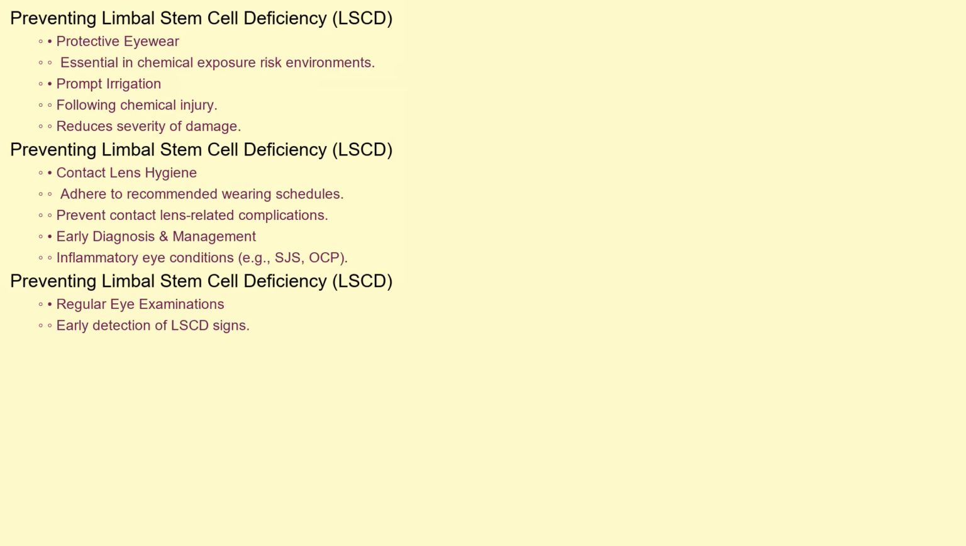Preventing LSCD is crucial. Protective eyewear is essential in environments where chemical exposure is a risk. Prompt and thorough irrigation of the eye following a chemical injury can significantly reduce the severity of damage. Proper contact lens hygiene and adherence to recommended wearing schedules are vital to prevent contact lens-related complications. Early diagnosis and management of inflammatory eye conditions, such as Stevens-Johnson syndrome and ocular cicatricial pemphigoid, can help prevent the development of LSCD. Regular eye examinations are also important for early detection of any signs of limbal stem cell dysfunction.